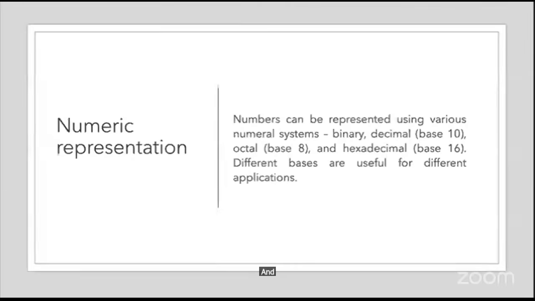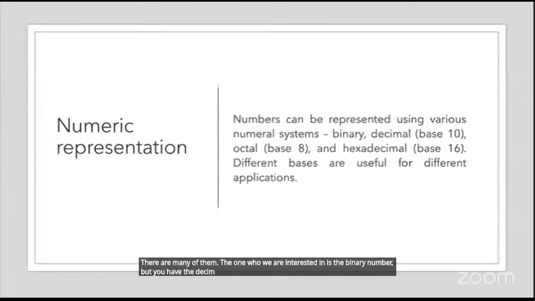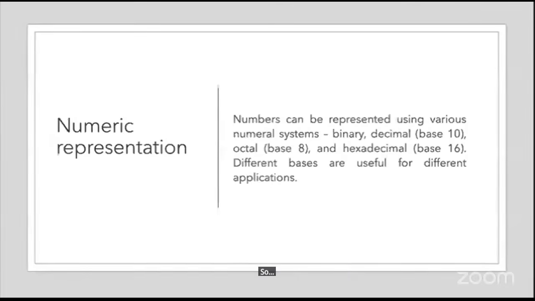And numbers can be represented using various numeral systems. There are many of them. The one we are interested in is the binary number, but you have the decimal, base 10. You have the octal, base 8. You have the hexadecimal. So each is different and used for different applications. But for machines, for computers, for digital devices, it is the binary system, base 2.